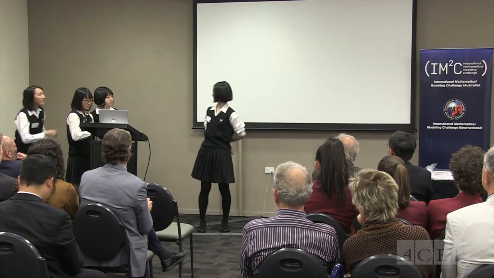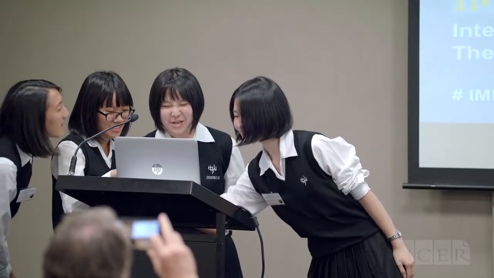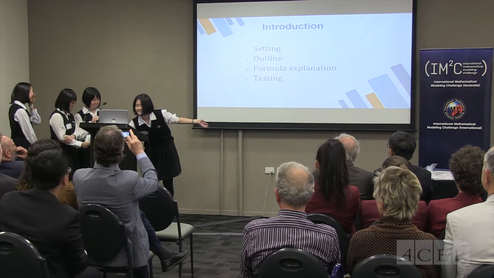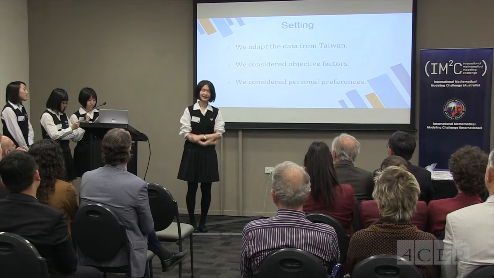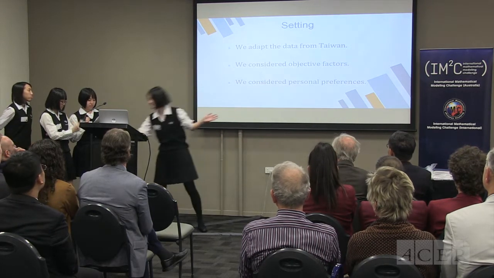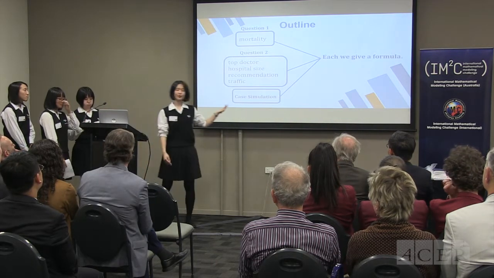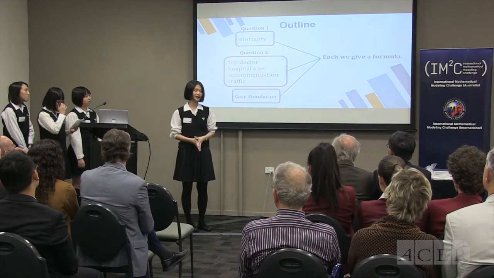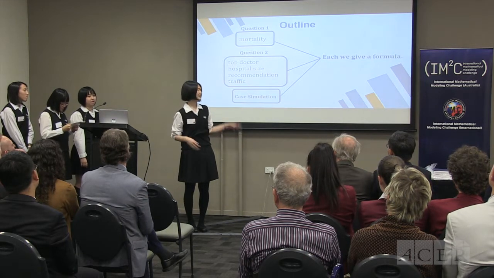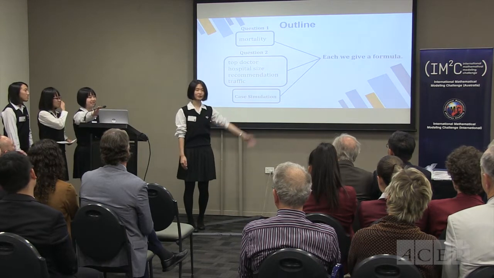Ladies and gentlemen, we're from Taipei Municipal Zhongshan Girls High School. This is the introduction and the setting. We adapt data from Taiwan. We considered objective factors and personal preferences. And I divided our report into three parts. First, we define the mortality rate. Second, we took another four factors into consideration so that we can establish our model from five different factors. At last, we will have a case simulation to make it clear.